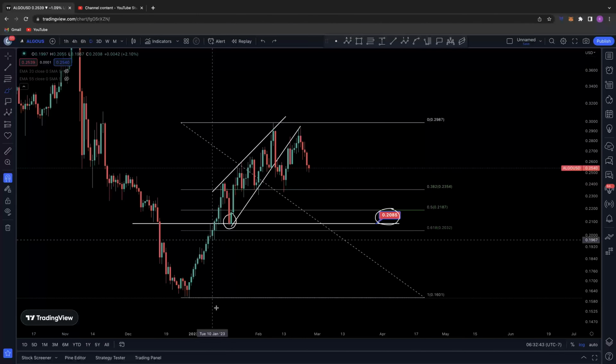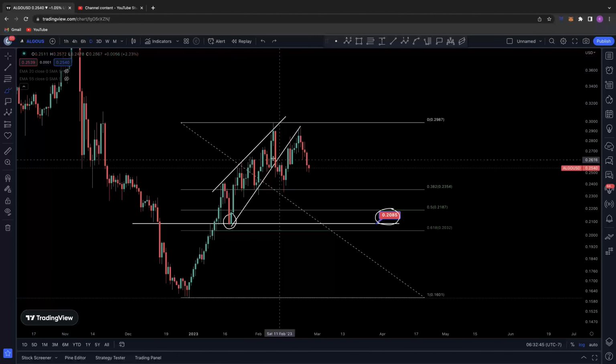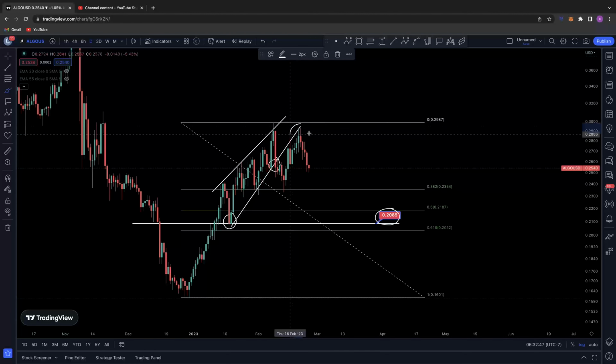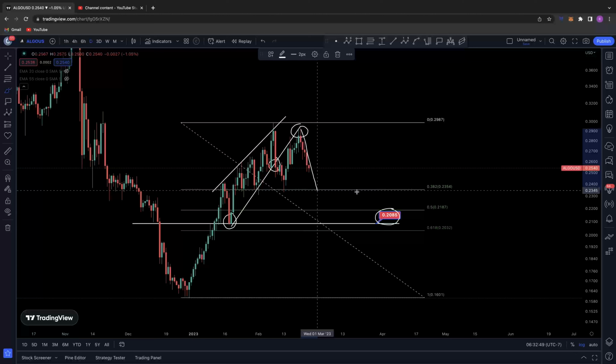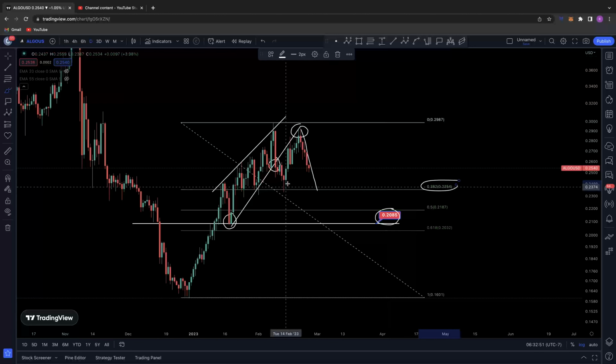I'll be completely honest with you. Because we've lost support of this rising channel, we've turned that support into resistance. Right now, I think we're at least retracing back to this 382, okay, for support here.